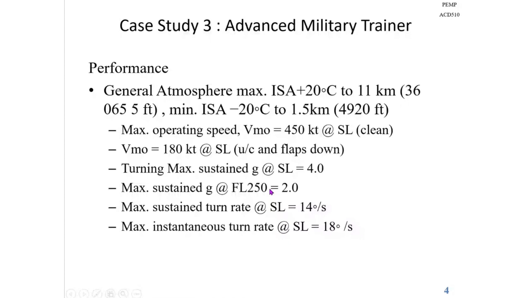Instantaneous turn rate, 18 degrees per second. Instantaneous turn rate means, of course, the altitude is reducing, meaning at these turn rates, the load factors and the drag are such that your thrust is not able to keep up. So you start losing altitude. So this is case study 3.